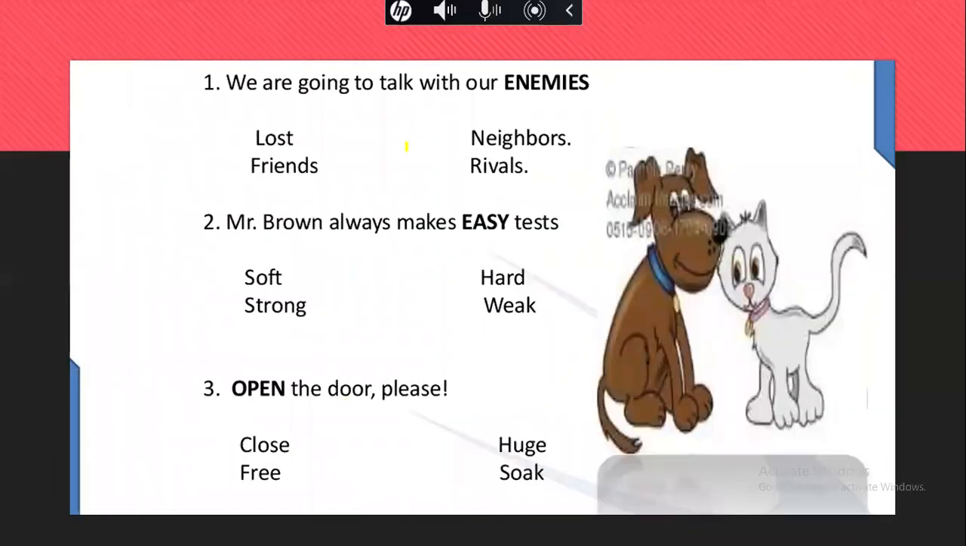Let's have the second exercise. We're going to talk about our enemies. Now, enemies is the word here. Let's find the antonym: lost, friends, neighbors, or rivals? I think that would be friends. Mr. Brown always makes easy tests. Now, what could be the antonym? Soft, strong, hard, or weak? That would be hard. Open the door, please. Now here, the opposite will be close.